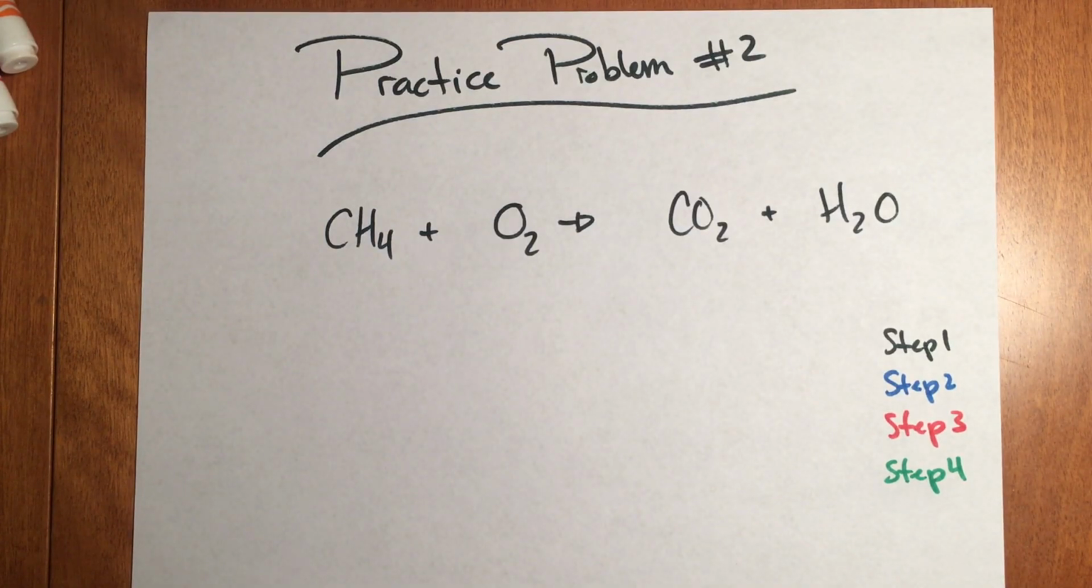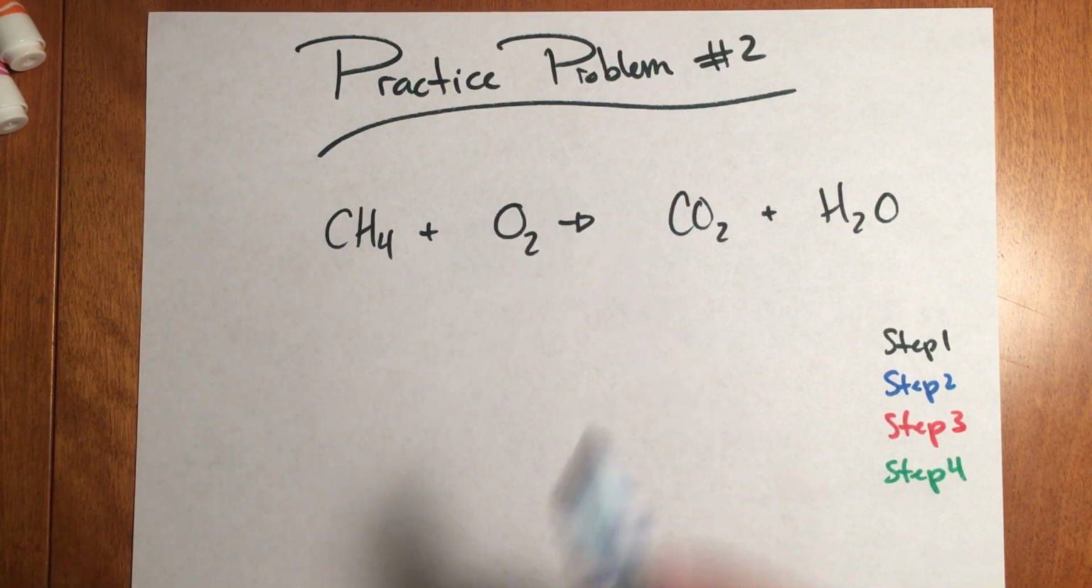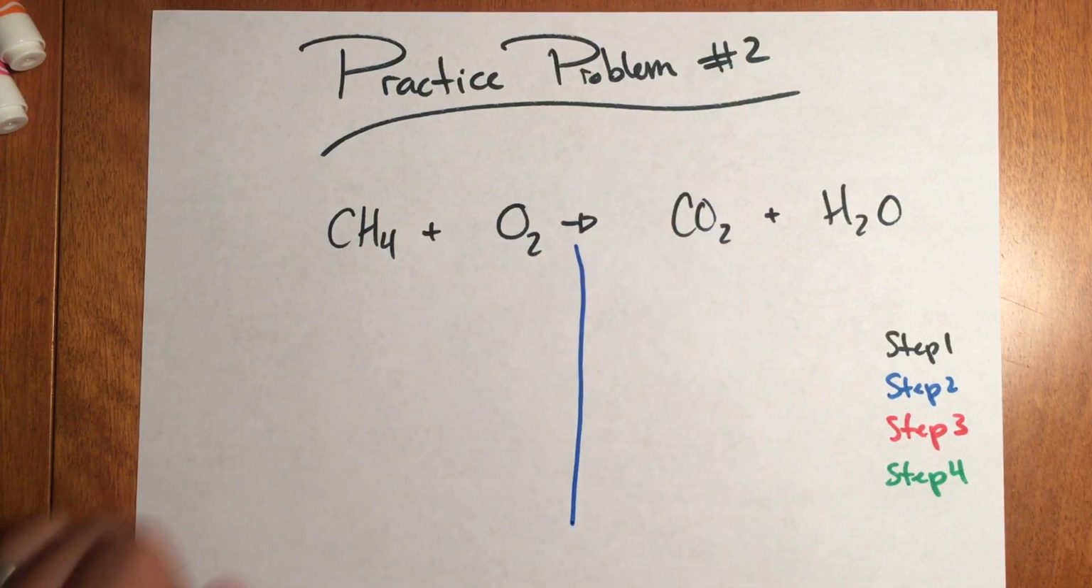Okay, let's try another practice problem. So here we have the combustion of methane. I've already done step 1, which I wrote all out. You can check it and make sure they're correct. They are. So then the next step is to draw a line under the yield sign, separating the products from the reactants.